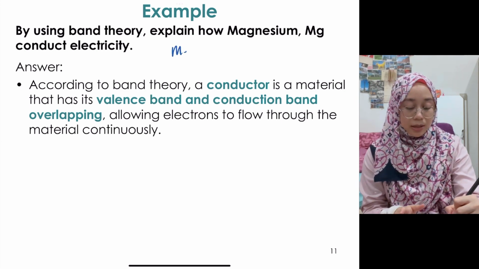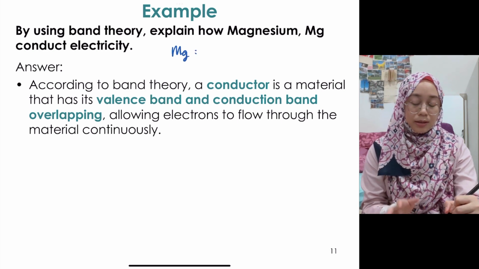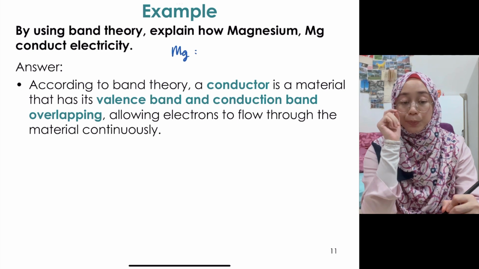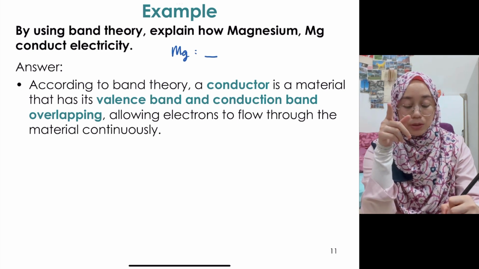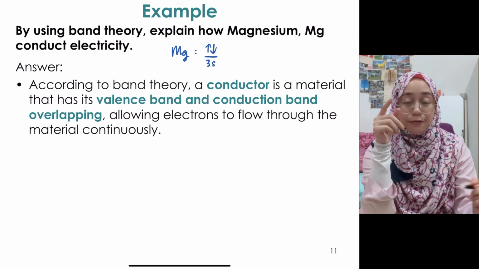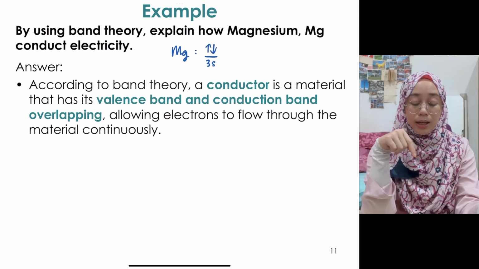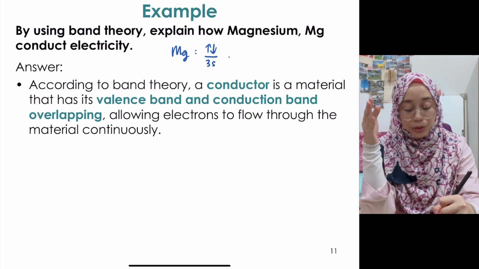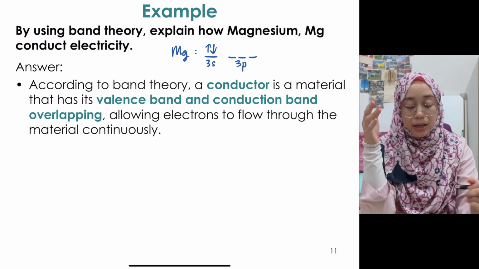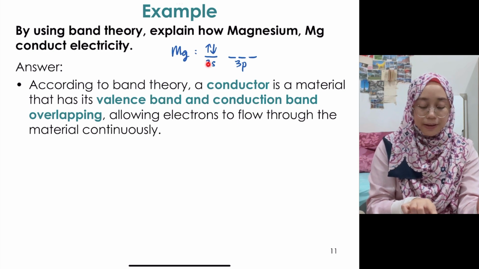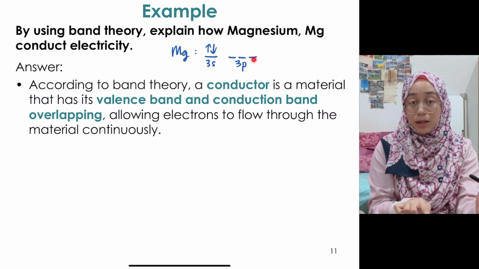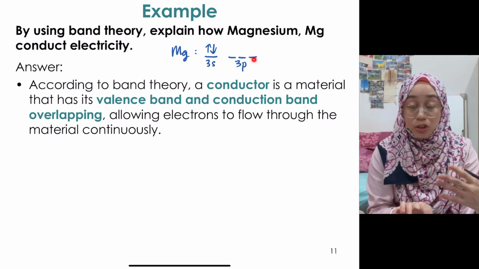So magnesium is in period 3 dalam group 2. So bermaksud dia adalah 3s2 dan so kat sini dia punya valence electron terletak. Okay, and then the next available orbital selepas 3s adalah 3p. Okay, so 3s adalah the valence band and 3p kita pula adalah the conduction band. So kita kena explain guna yang 3s dengan 3p ni lah.